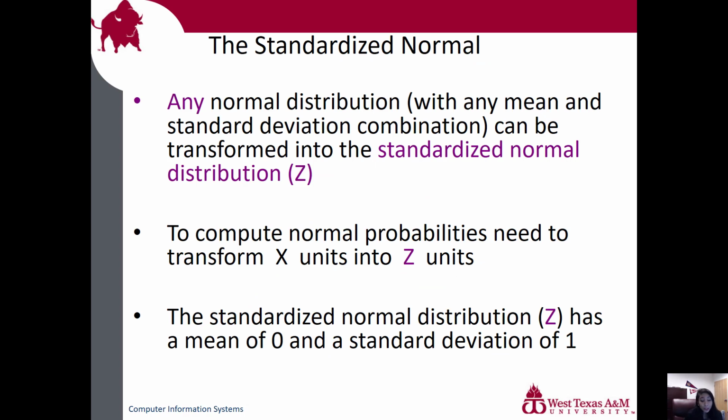We can take any normal distribution with a mean and a standard deviation, and we can transform that into a standardized normal distribution or a z distribution. And what that will do is give us a distribution with a mean of 0 and a standard deviation of 1. And by transforming it into a standardized normal distribution, we can easily compare different distributions to another distribution if it is standardized.